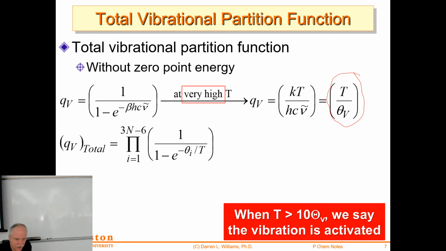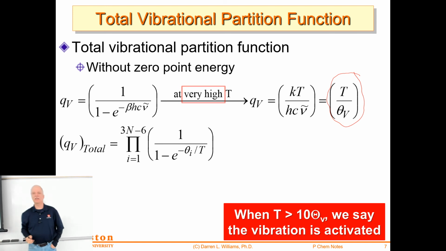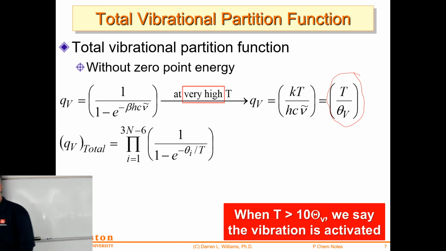But notice that doesn't go to 1 as temperature goes to 0, does it? So if we started cooling things down, once we got below the sort of cutoff of 10 times theta V, then we need to switch back over to the equation on the left and start actually calculating it using the exponential piece. Now, how many vibrations are there in a molecule? You can see it on here somewhere.